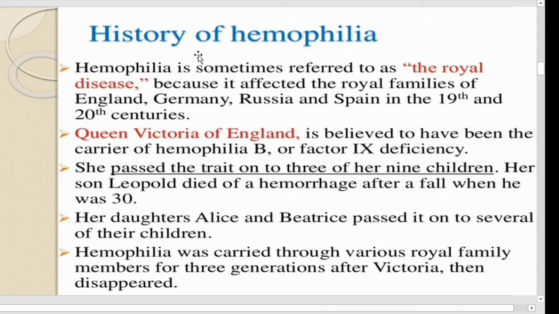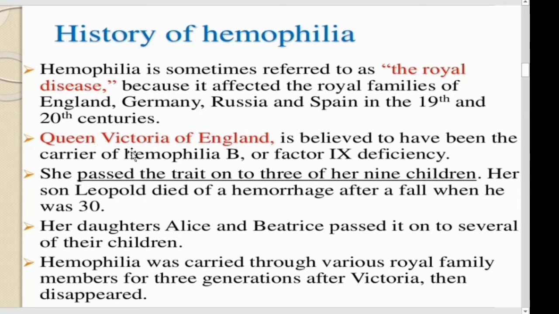History of hemophilia. This disease is also called the royal disease because it affected the royal families of England, Germany, Russia, and Spain. Queen Victoria of England is believed to have been a carrier of hemophilia B, in which there is a deficiency of factor 9. She also passed hemophilia to 3 of her 9 children.